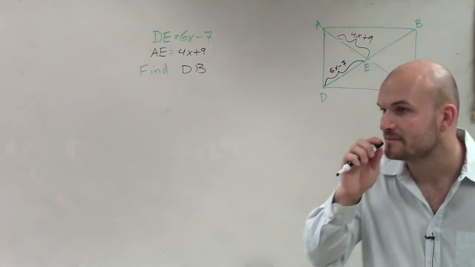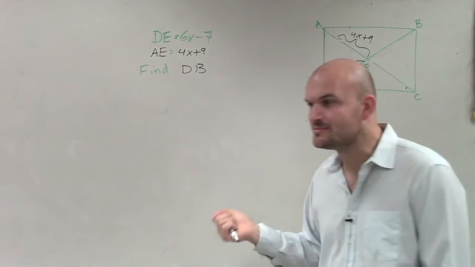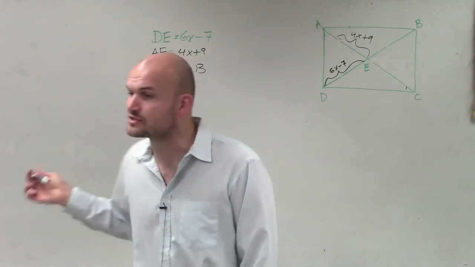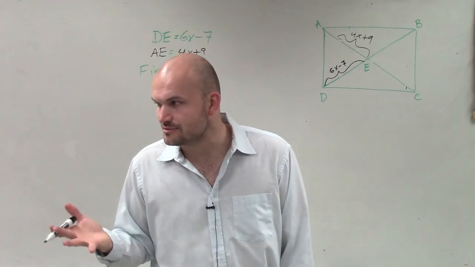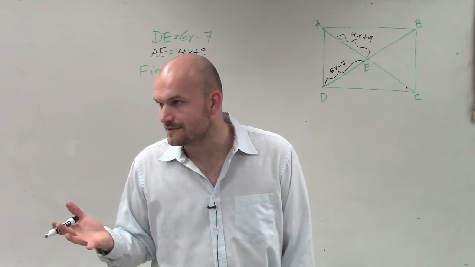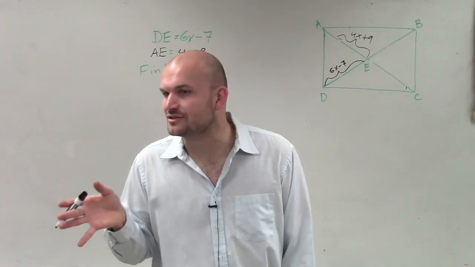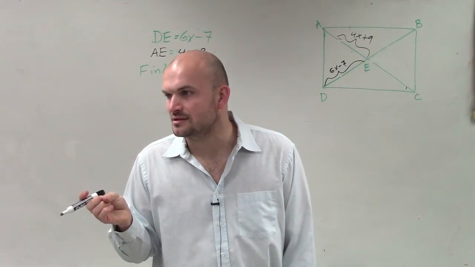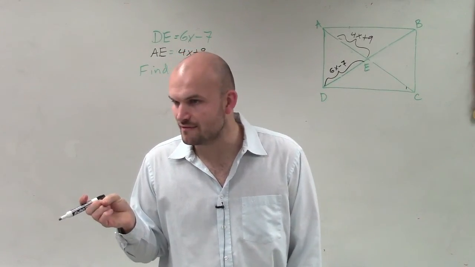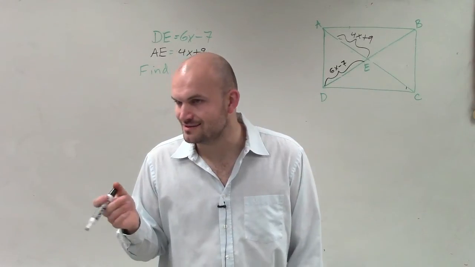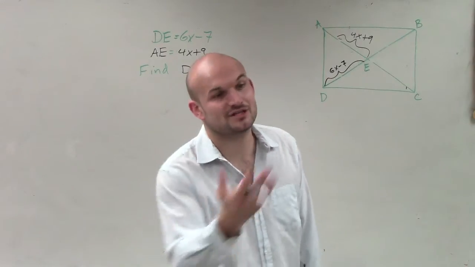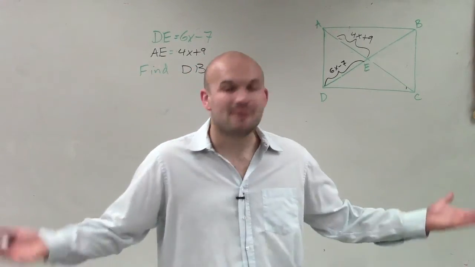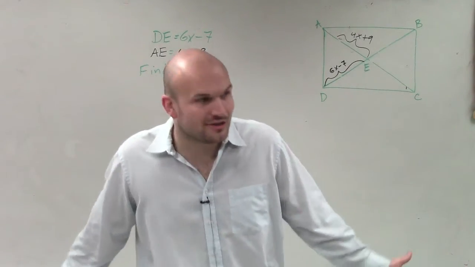Does anybody remember what else about the diagonals? We know in a rectangle the diagonals are equal to each other, but there's one more extra property. Think about the diagonals, just the diagonals. Something that rhymes with trisection. Yes, they bisect. They bisect each other, right? They cut each other in half.